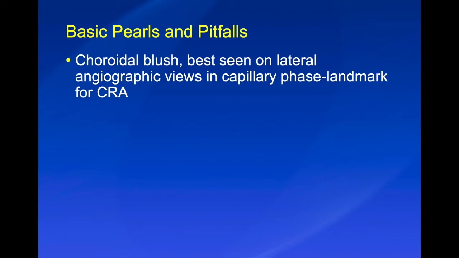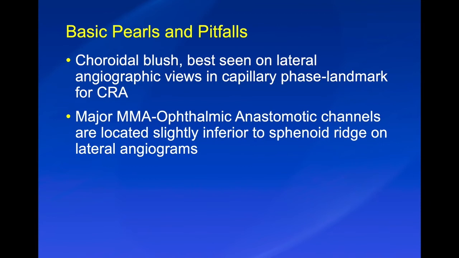So just some basic pearls. Number 1, choroidal blush, which is best seen on the lateral angiographic views in the capillary phase, is considered a landmark for the central retinal artery. So whatever you see supplying choroidal blush is also probably supplying the central retinal artery, which is angiographically invisible, but we use the choroidal blush as a surrogate.